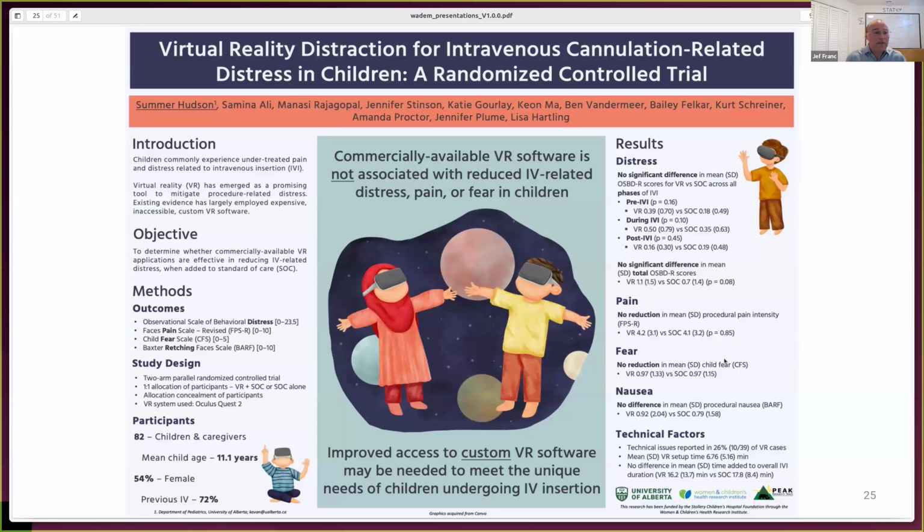So this is an example of a poster from one of my colleagues, Samina Ali, and Summer Hudson is a resident in pediatrics, and they work together on this study. And you can see that this poster has this beautiful title right at the top, Virtual Reality Distraction for Intravenous Cannulation-Related Distress in Children, a randomized controlled trial.